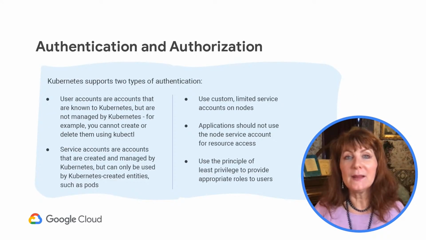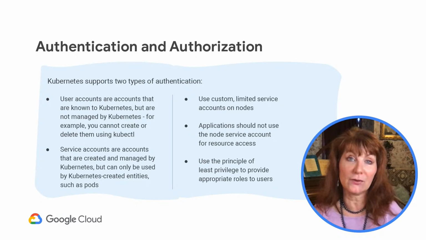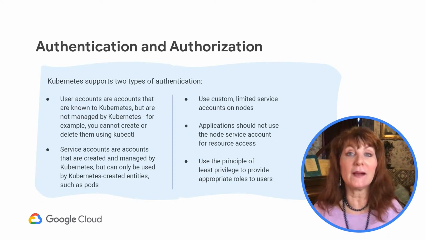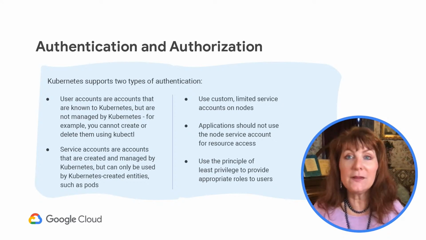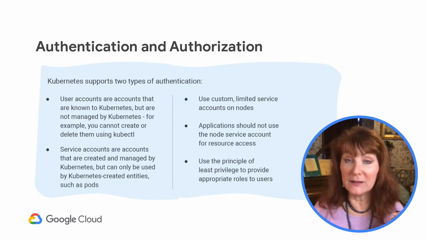Now, the idea is to limit the default level of access that each workload or process on the node has within a cluster. For this, we can use service accounts specific to applications when they need to access things like the Kubernetes API. And these should provide the minimum number of privileges required as best practice. So it's best to use custom limited service accounts on nodes. Applications themselves should not use the node service account for resource access. And also for users, defining the minimal permissions required for their RBAC role is essential, following the practice of least privilege assignment.